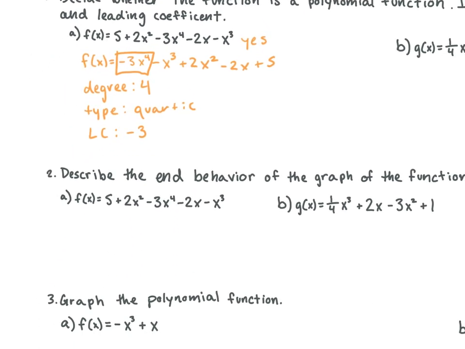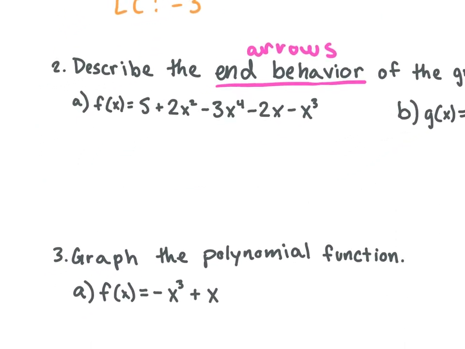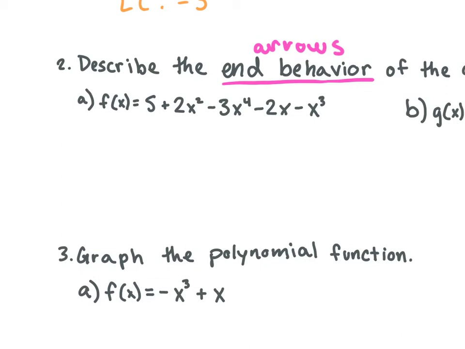All right, let's look at 2a. So we have to describe the end behavior of the graph of the function. So end behavior is the ones with arrows. So what term are we looking at here for a? We look at our highest degree, so negative 3x to the fourth power. Is this positive or negative? Negative. So that means our right one goes up or down? Our right one goes down since it's negative.